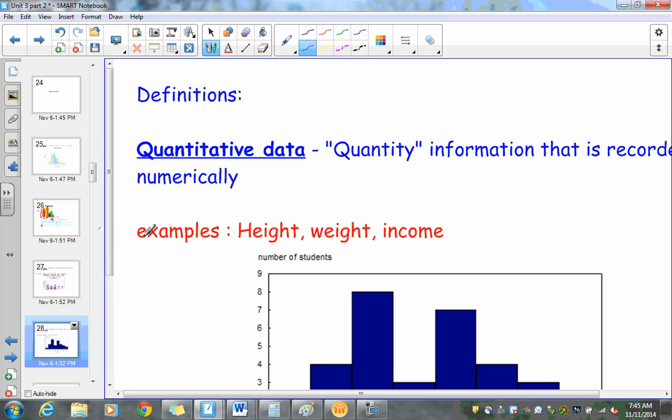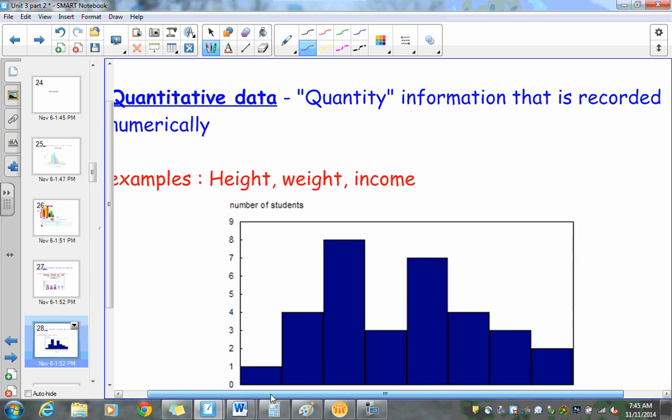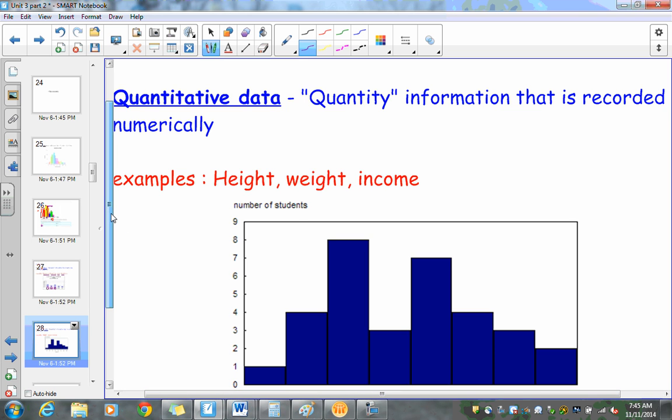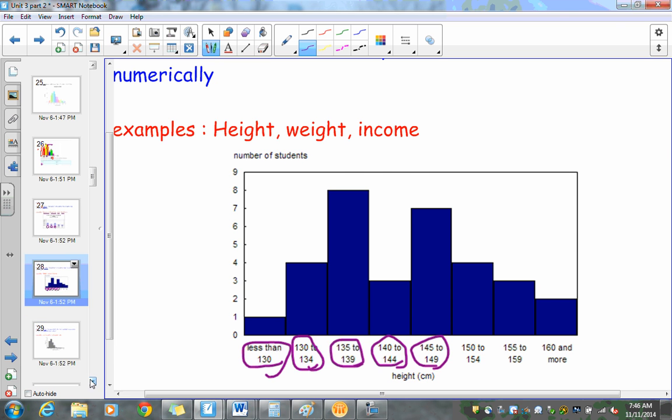Moving on. Quantitative data, and it's when the information is recorded numerically. Notice now in this, all the categories down here are now in numbers. So that would be quantitative. All right.